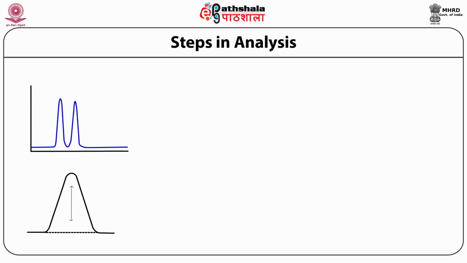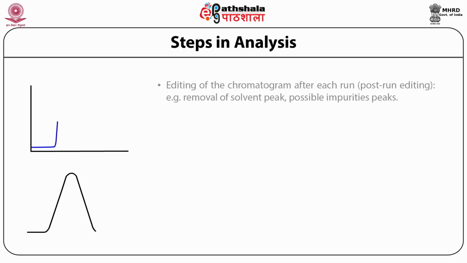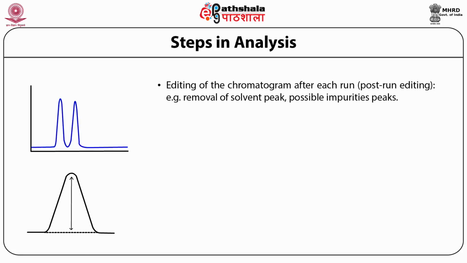So understand that when we load a sample onto a column, the solvent in which the sample has been dissolved will come out first. So before starting to analyze the individual peaks in the chromatogram, we need to edit the chromatogram with the help of the software that has been provided with each of these chromatographic systems, and each of them is, of course, patented by the company which has made the system. So the editing involves removing the solvent peak. Sometimes impurities also give peaks that also need to be removed.